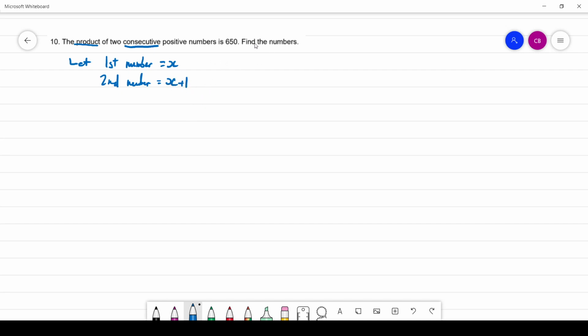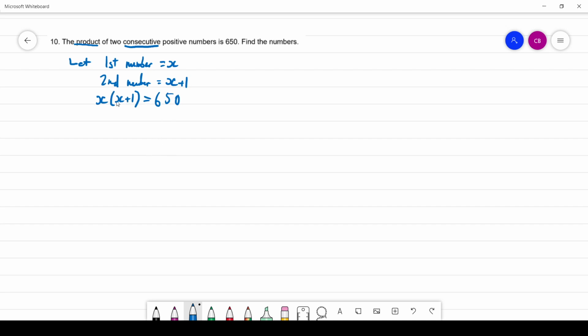And we know that the product, so we multiply these together, so x times x plus 1. And we want to keep a bracket here because you have two things that are getting multiplied, not just x or 1. And this will equal 650. And that's it. No, we're not done. We obviously have to find x.